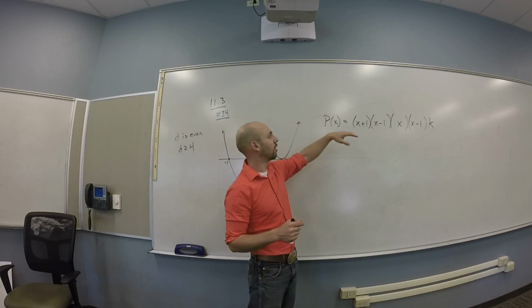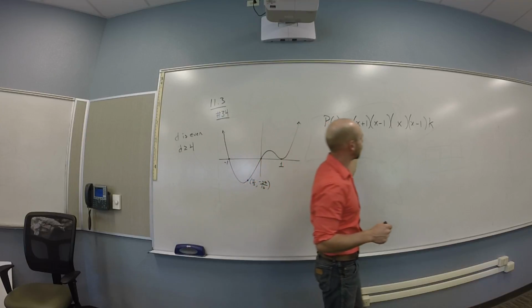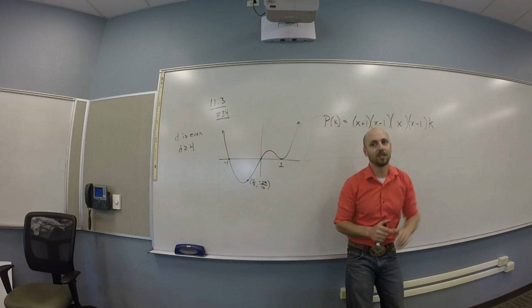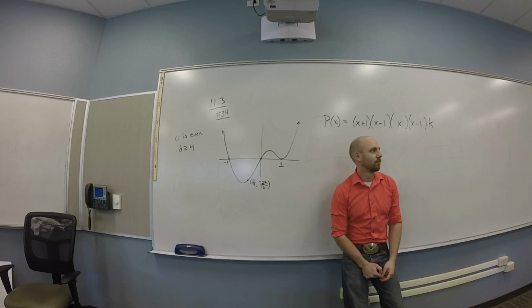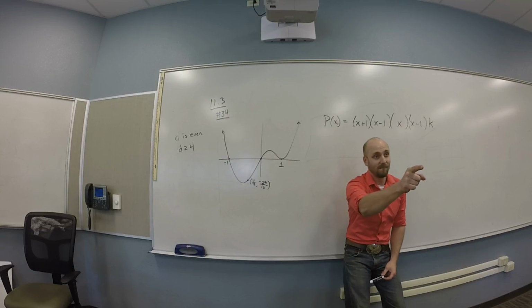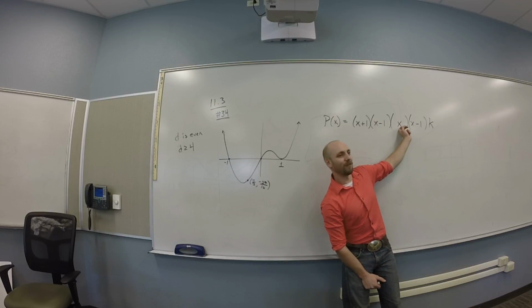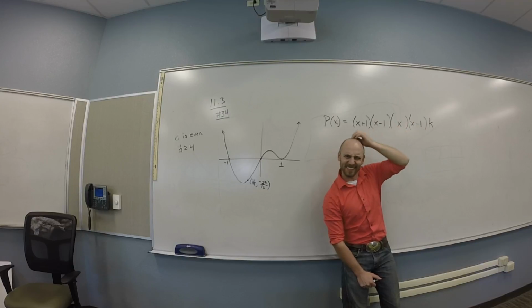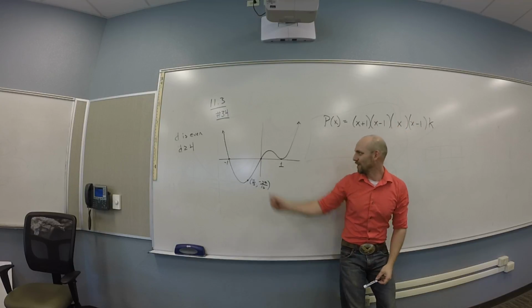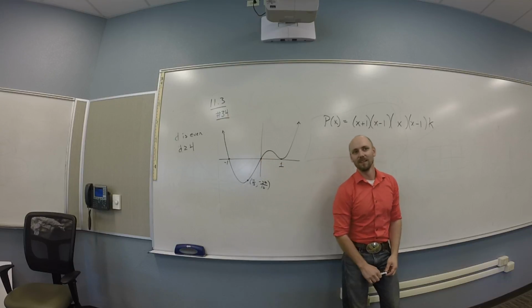Okay, so I got this. Now I know everything about my polynomial except k. So how could I possibly find k? Y-intercept. Well, I know the y-intercept is 0. They give you that in the graph. But if I plug 0 in here for x, I get 0 out anyway. I already fixed that. That was me saying this intercept happened at 0.